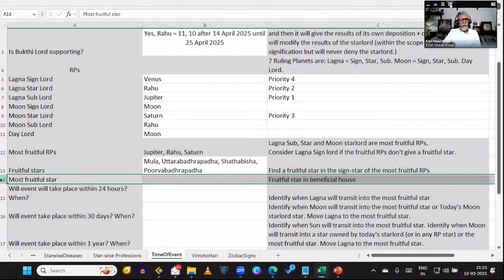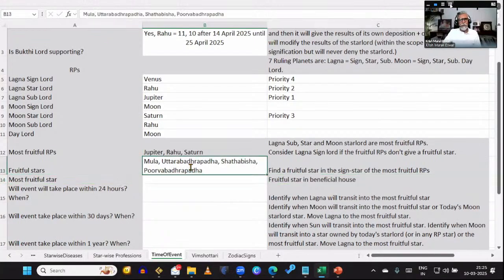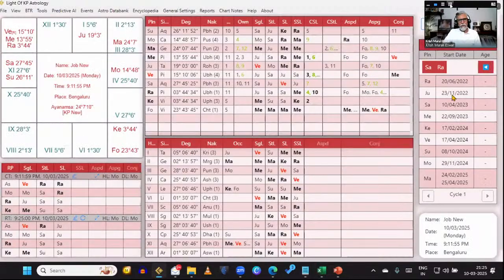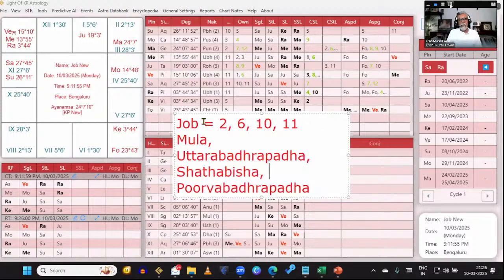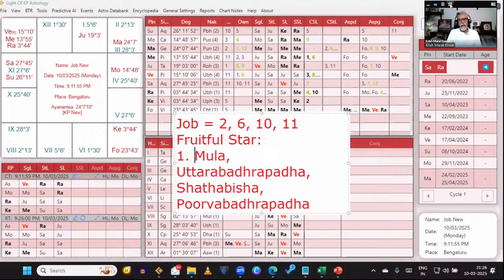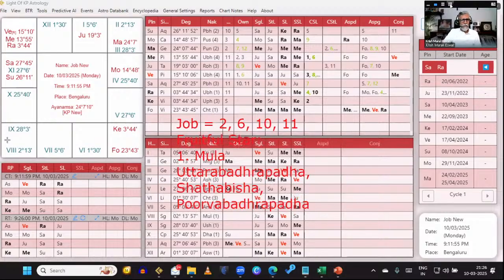Now we have to find out the most fruitful nakshatra amongst these four. So let's go back to the horoscope. What is the query? The query is job. Job is seen from 2, 6, 10, 11. Okay, so we got 4 fruitful stars. First, let us take Mula Nakshatra. Where is Mula Nakshatra? Mula Nakshatra falls mostly in the 8th house.